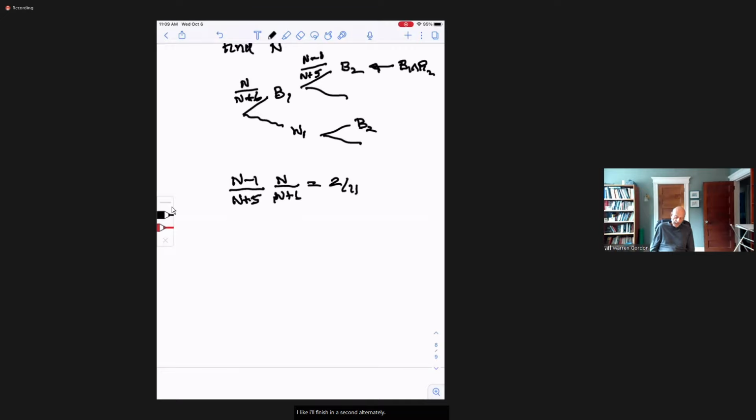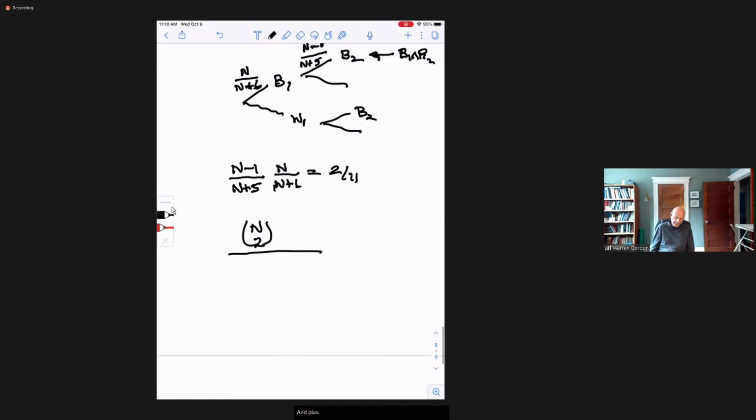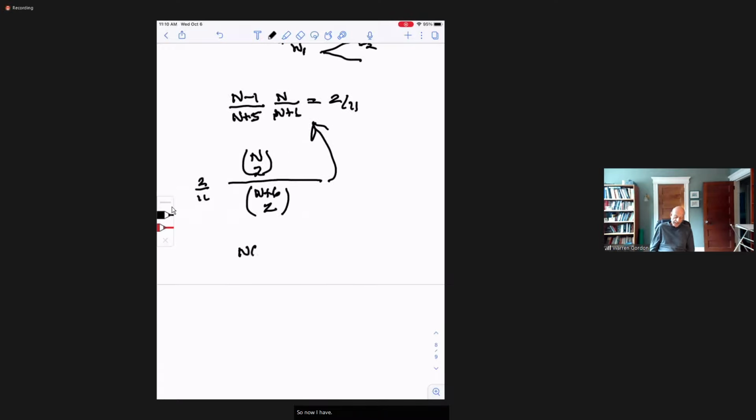Alternately, I could have done the problem this way, right? n choose 2 over n plus 6 choose 2. I want 2 black from the n and the total number of ways are n plus 6 balls altogether, I'm choosing 2. This will give you the same, and this would equal to 2 over 11. So now I have n times n minus 1 over n plus 5 times n plus 6 is 2 over 11. If I cross multiply this, what did I get?